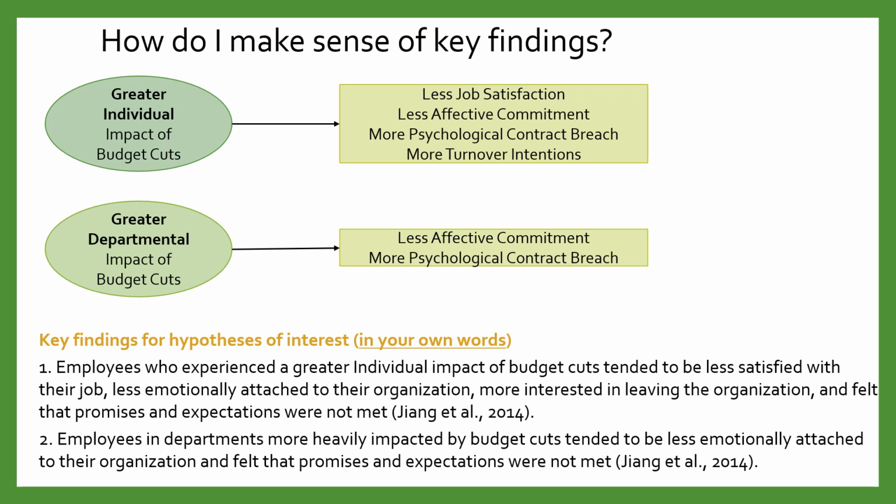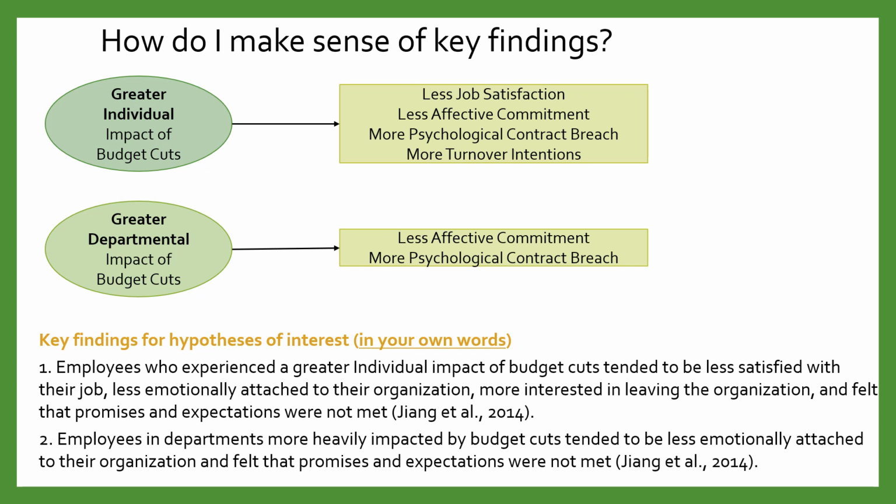So you can see I kind of visualize that here, where you know from the regression analysis that individual budget cuts are a predictor of less job satisfaction, less affective commitment, more psychological contract breach, and more turnover intentions, even after controlling for departmental impact. But departmental impact was only related to affective commitment and psychological contract breach after controlling for the individual impact. And you can see there, I wrote a more simple explanation of the results.